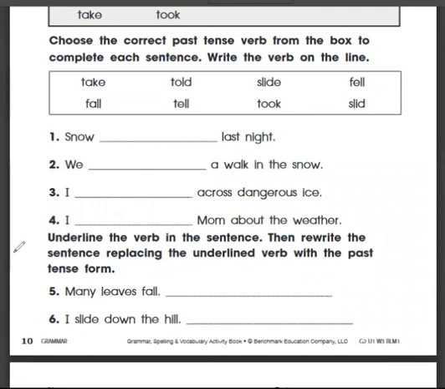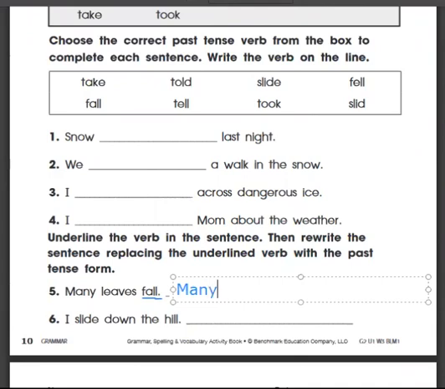Number 5 says, many leaves fall. So what do the leaves do? What's the action here? They fall. I'm going to underline that. Now I need to rewrite the sentence using the past tense. So today, many leaves fall. Yesterday, many leaves fell. And I am going to type that in here.